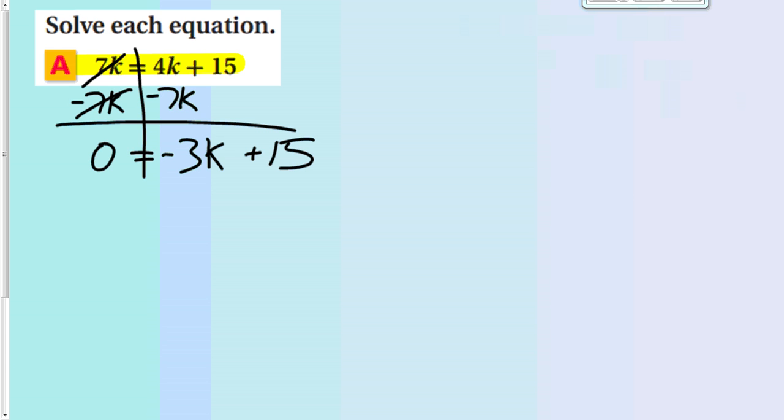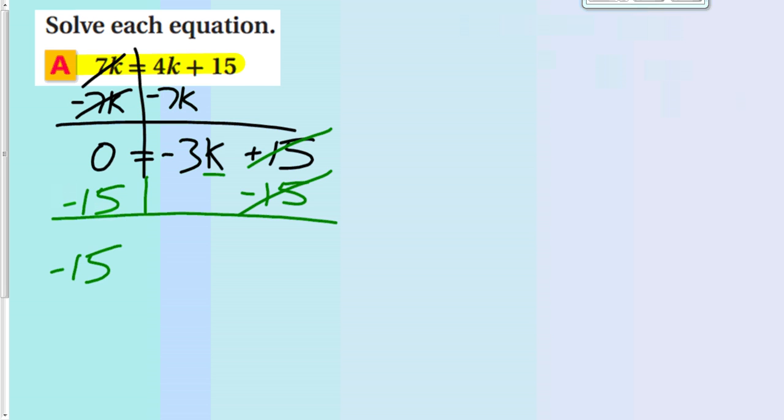Alright, and this adds more steps, so the decision you make could make your work a little bit easier or a little bit harder depending on which way you do it. You'll get very good at figuring out which way you want to bring these variables to make the equation easier. So now I want to get k all by itself. So I subtract 15 on both sides, and we get negative 15 equals negative 3k, and then we will get the same answer.